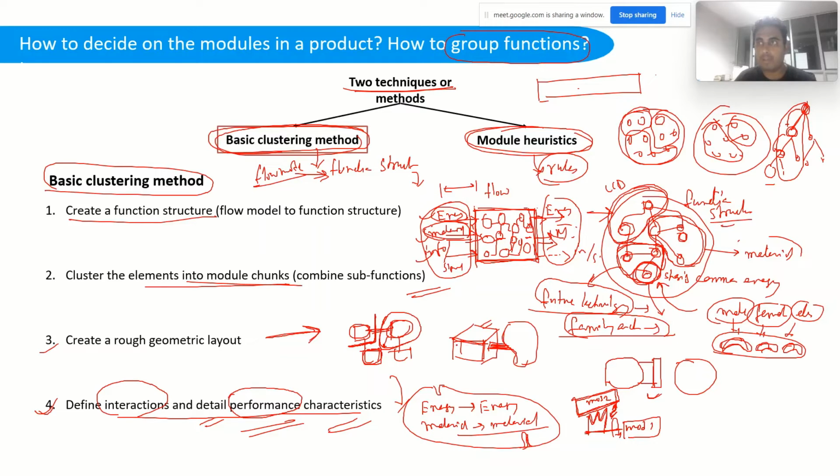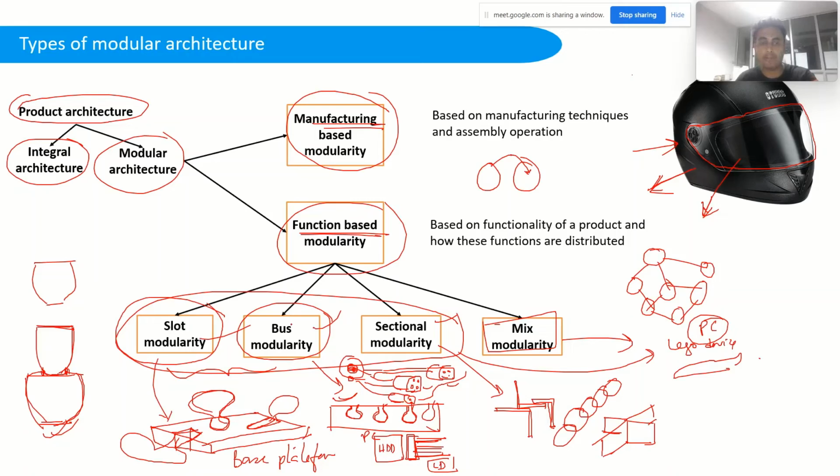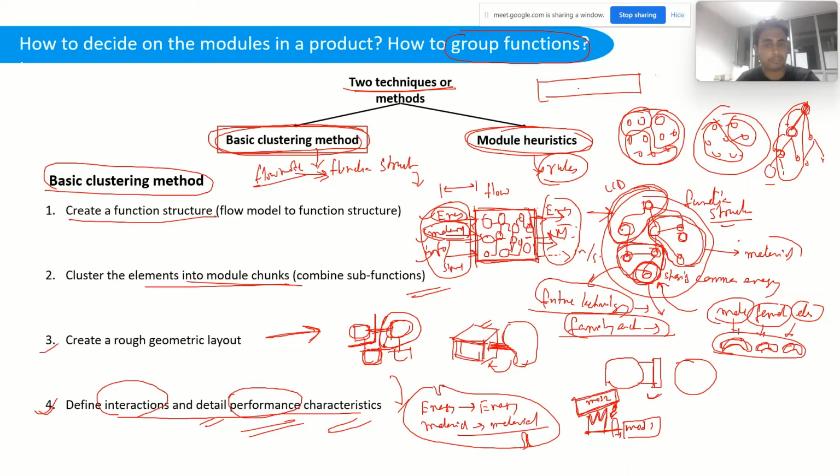We're trying to create some sort of physical form and establish how these physical entities will be connected, and what sort of modularity we will require. If we need slot modularity, we will look for slot and bus modularity. If we think of something like sectional or mixed modularity, we need to think accordingly. The decision depends on your experience and how various standard connections and modular attachments are available.